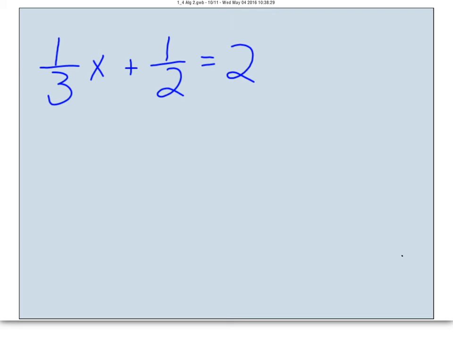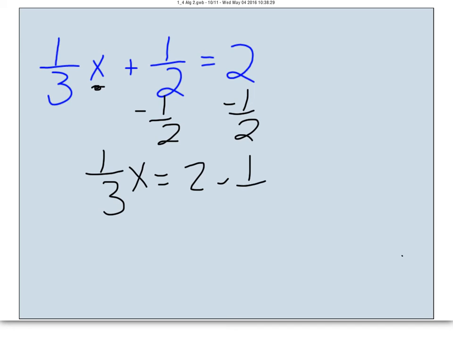I want to show you how to do a little more complicated one with fractions. Again, our goal in the equation is to get x by itself. So you're going to try to get the x by itself, and already it's grouped right here. So first thing they'll say is x is on one side, numbers on the other. The x is already on this side, so I have to move the plus 1/2 by minusing 1/2. That'll leave me with 1/3 x equals 2 minus 1/2.